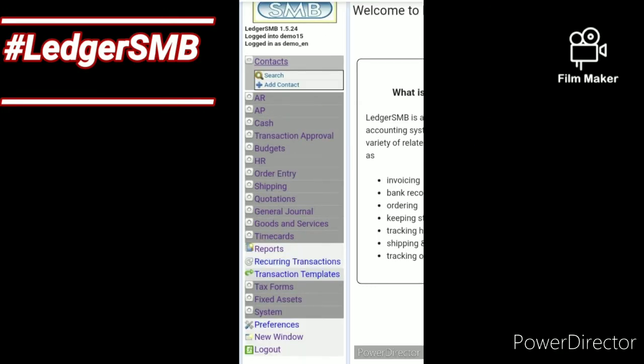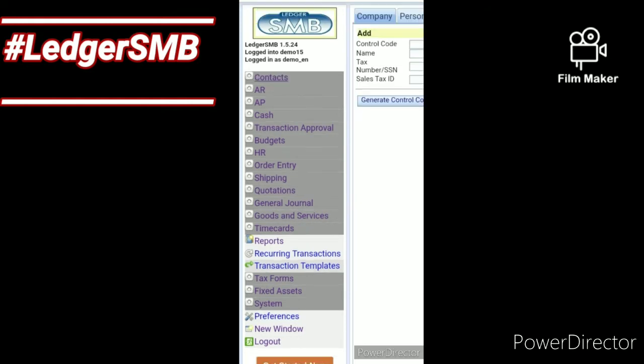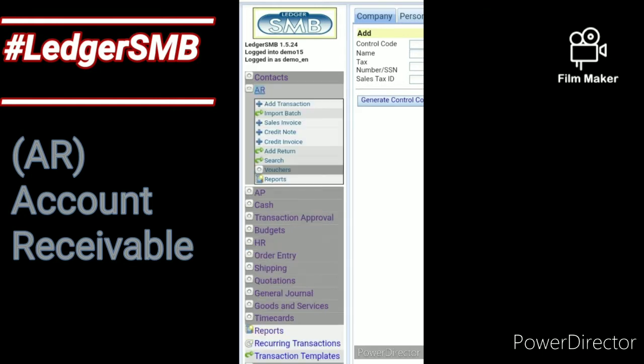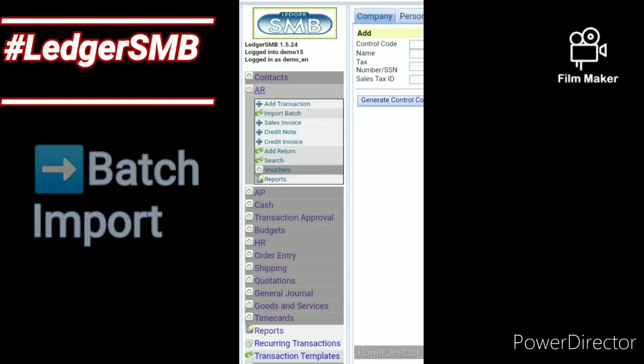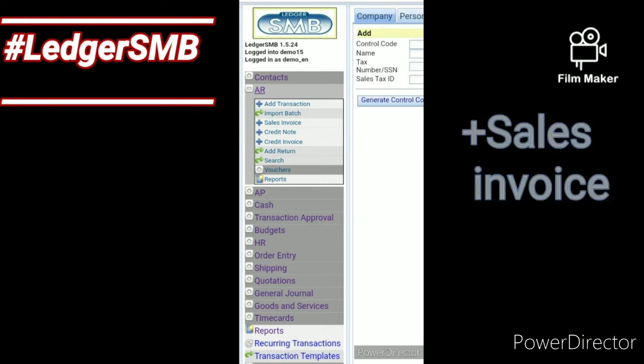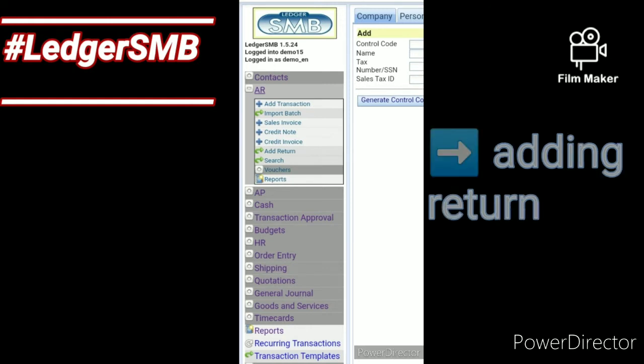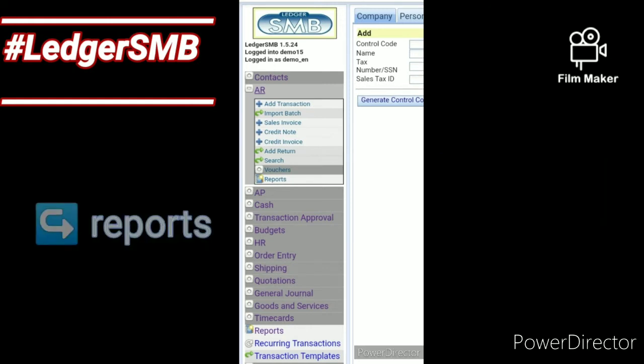First category is contacts. Search and add contacts. Contact management is the action of a company of storing, organizing, and tracking information about their customers, prospects, and their sales leads. The category of AR or accounts receivable are adding transactions, batch imports, sales invoice, credit notes, credit invoice, adding returns, search, vouchers, and reports.